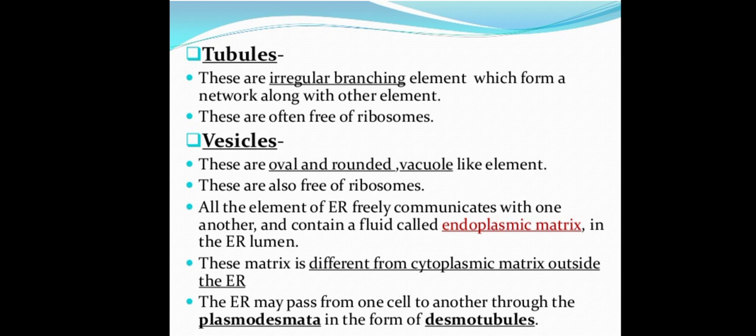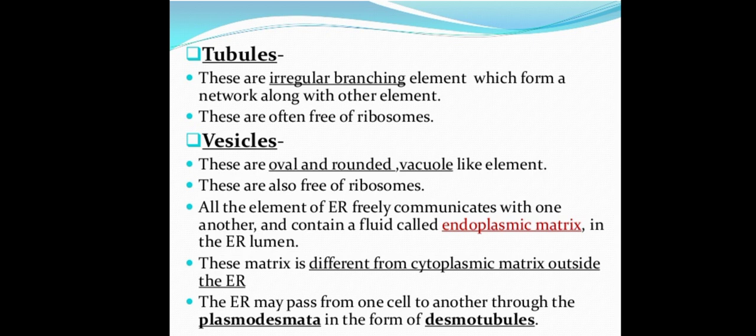Next we are going to learn about tubules. These are smooth-walled and highly branched tubular spaces having diverse forms. They have a diameter of 50 to 100 millimicrons. They normally occur in non-secretory cells like muscle cells.